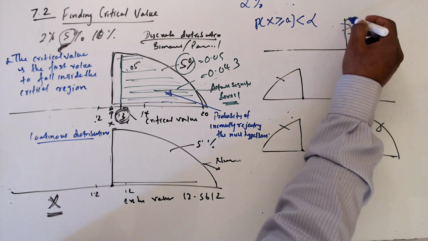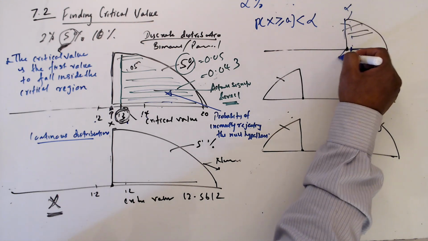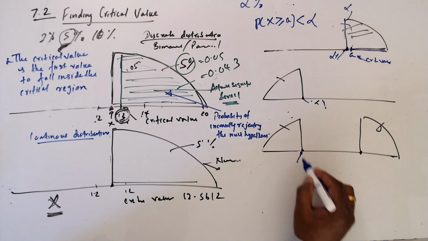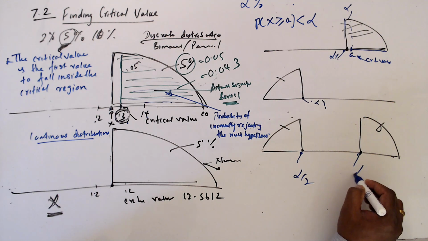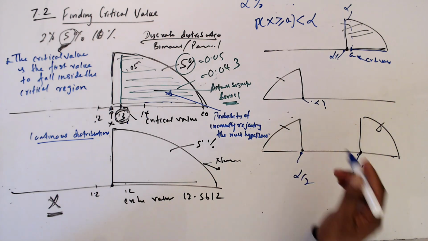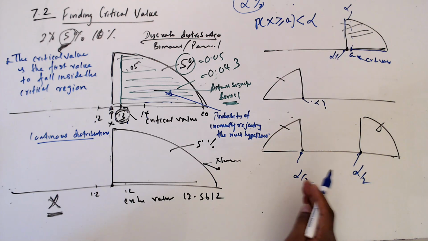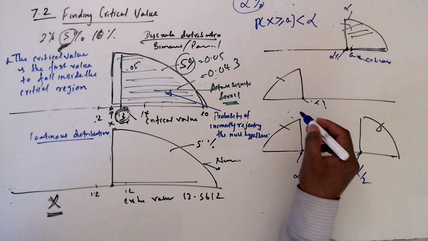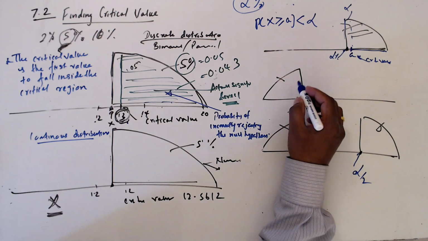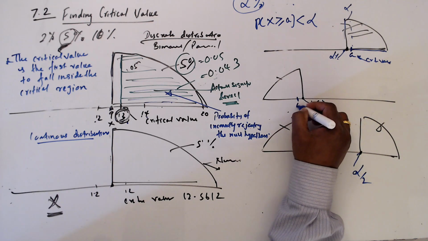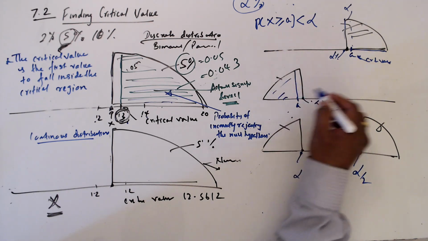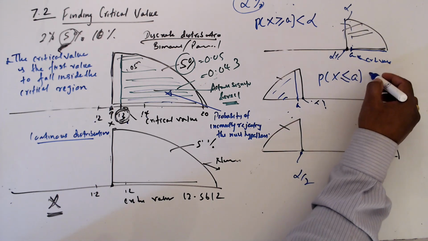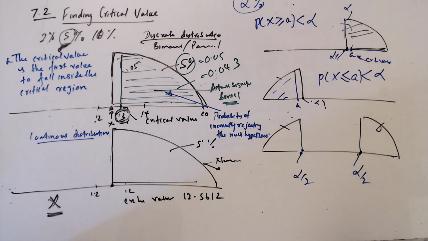So this is alpha. So this is a boundary for alpha. This is boundary for alpha by 2 and alpha divided by 2, because this is two tail. When it is given alpha, you have to share it equally. So if it is lower tail, probability, so this is a, probability of x less than or equal to a has to be less than alpha.